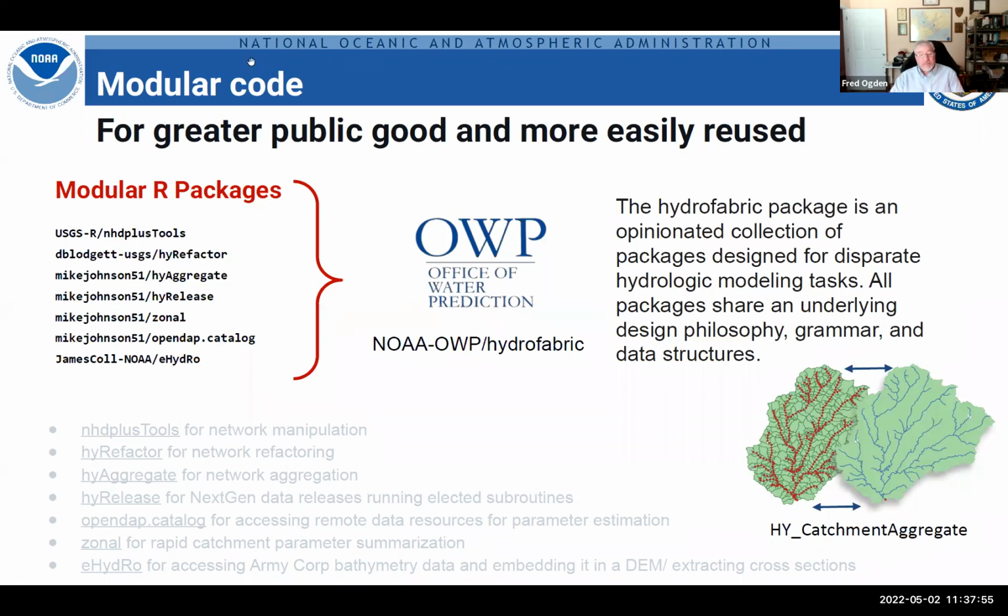There's one for network manipulation, network refactoring, network aggregation, data releases running selected subroutines, one for accessing remote data resources for parameter estimation, rapid catchment parameter summaries, and one for accessing Army Corps bathymetry data and embedding it into a DEM for extracting cross sections. So that's just an example of the tools we've developed so far. You might want to consider looking at those. Next slide, please.